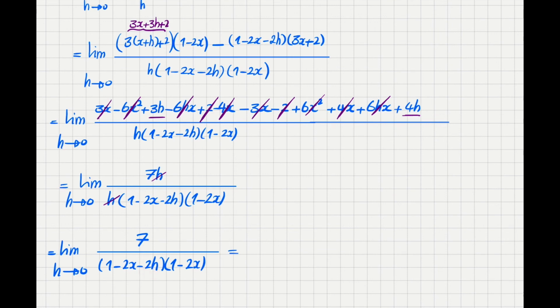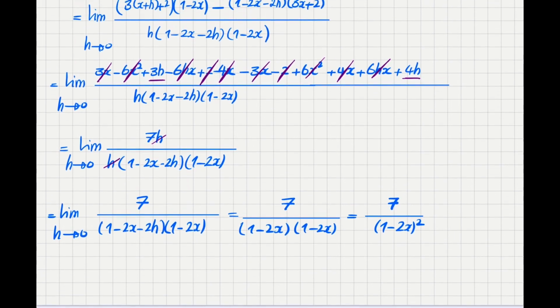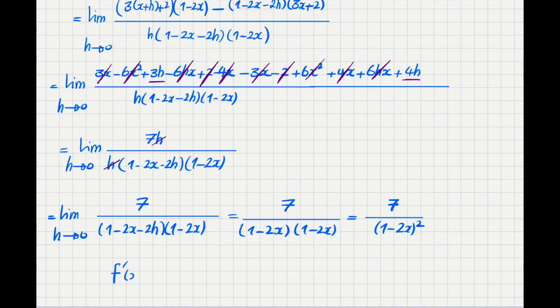So if I put h equal to 0, what will happen? This becomes 7 in the numerator. The denominator becomes 1 minus 2x, because if I put 0 here, this is gone. And there is another 1 minus 2x there. But 1 minus 2x times 1 minus 2x has a better name, and that is 1 minus 2x squared, and in the numerator I have 7. So we realize that the derivative of this function, using the definition of the derivative, is equal to 7 over 1 minus 2x squared. Yes?